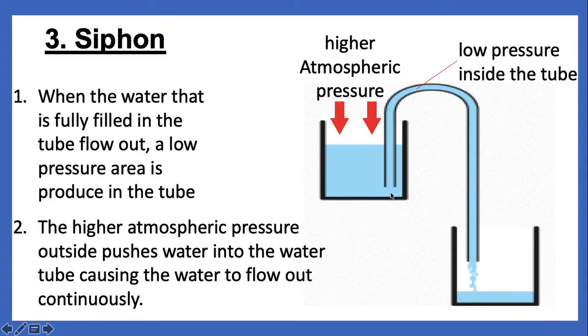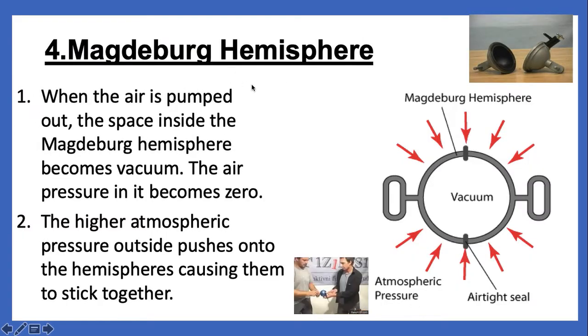Then one end of this tube is put into the water while the other end of the tube is placed in an empty bucket. When the water in the tube flows out, a low pressure area is produced inside the tube. The higher atmospheric pressure will then push the water so that it flows into the tube, which causes the water to flow continuously.